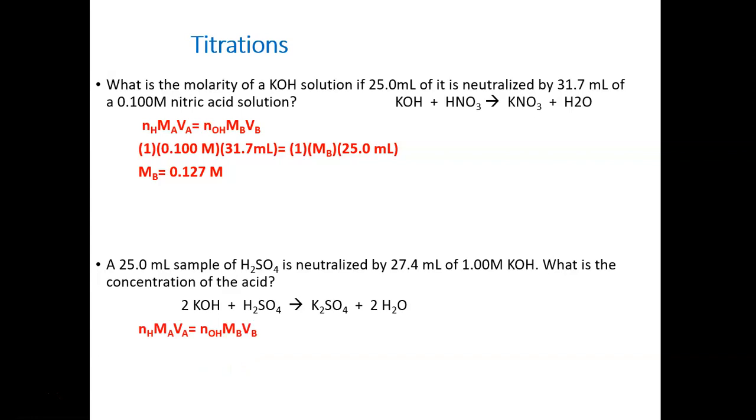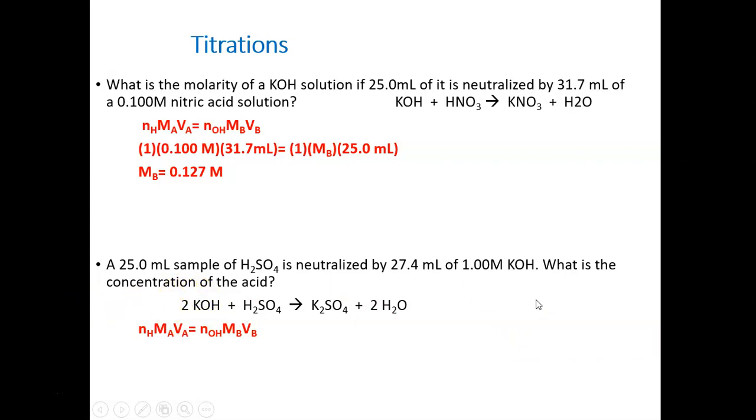Okay, so again, we're going to use our formula. Now, the formula of the acid is H2SO4, sulfuric acid, and I can tell that because it starts with hydrogen. In that formula, there are 2 hydrogens, so the number of hydrogens will be 2. The base is potassium hydroxide. Looking at the formula, there's only 1 hydroxide. We're not going to worry about the coefficient of 2 there.